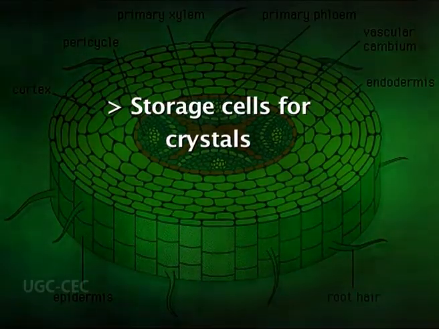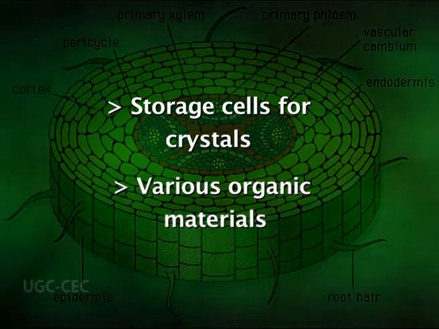The sclerenchymatous tissue, that is fibrous and sclerotic, serves in support of organs and protection of soft underlying tissues. Many parenchyma cells serve as storage cells for crystals and various organic materials at certain periods. Others perhaps serve in conduction of some substances. Some are crystal storage regions.